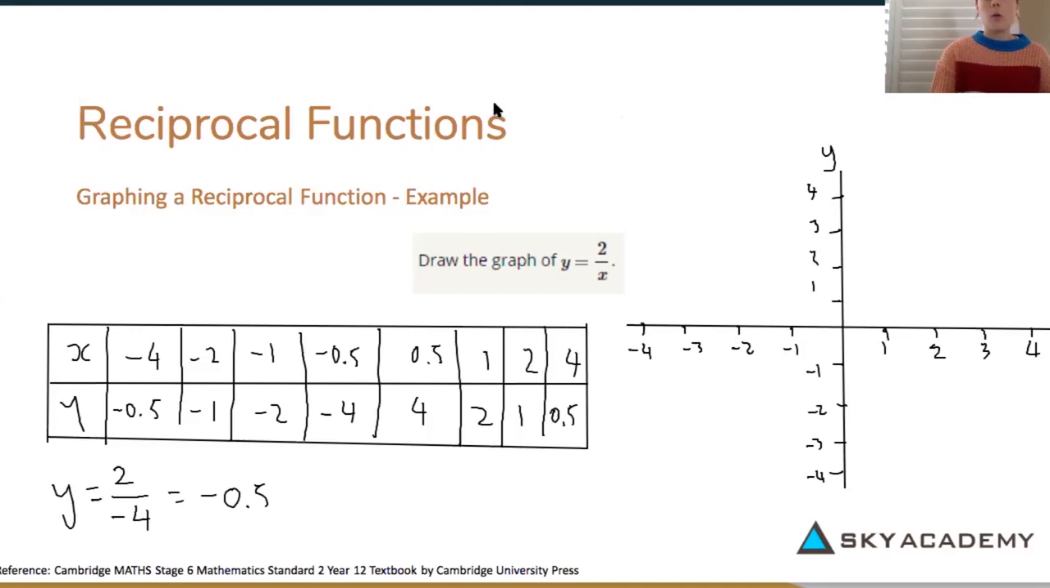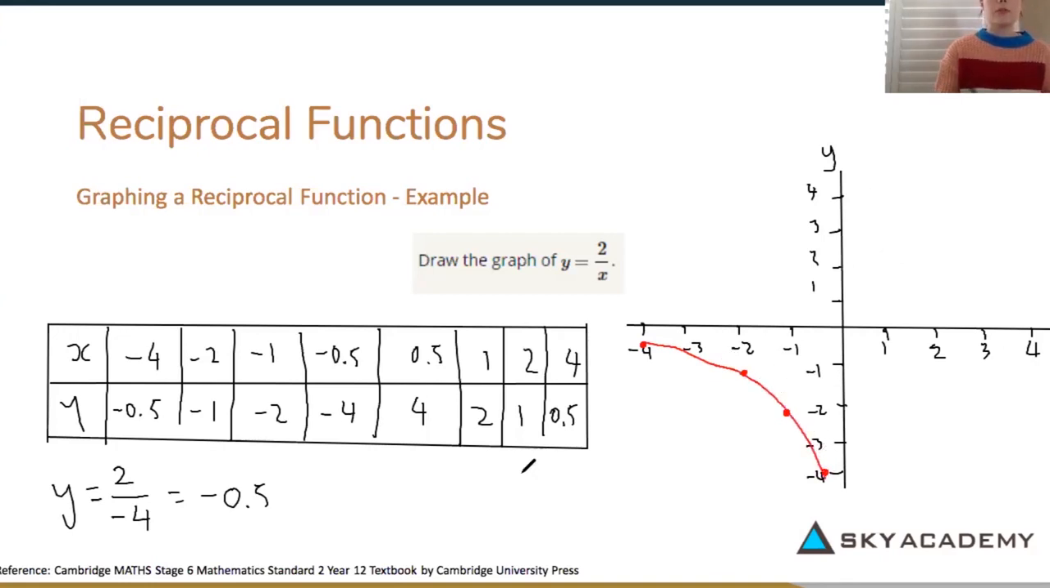All right, now we've got all our scale done. I'm going to put these points onto my number plane. So where x equals -4, y equals -0.5. So probably about here. Where x equals -2, y equals -1. Where x equals -1, y equals -2. Where x equals -0.5, y will equal -4. So about there. So I'm just going to quickly connect those dots.